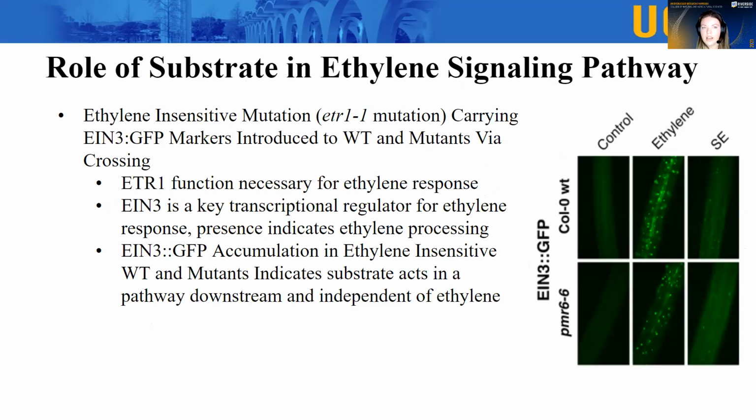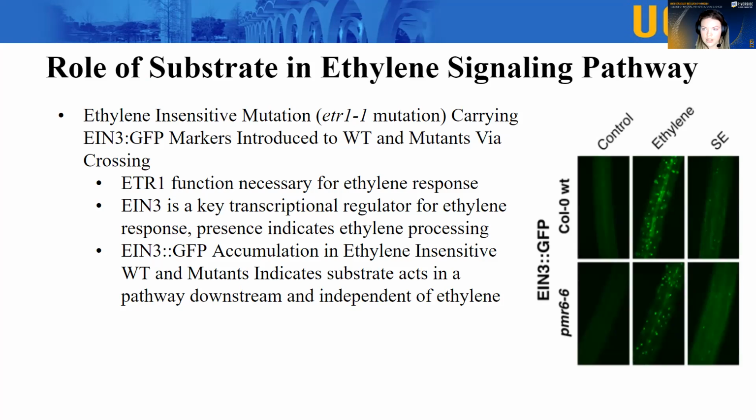Lastly, we wanted to see if the Pmr6 substrate is playing a role in the ethylene response pathway in the mutant independently on its own. So this could open up the door to a completely novel biochemical pathway that has been unknown to the plant biochemistry world, involving the OGA. So ETR1 is a gene that is necessary for Arabidopsis to sense, perceive and produce ethylene. So basically the entire ethylene response pathway requires this ETR1 gene.